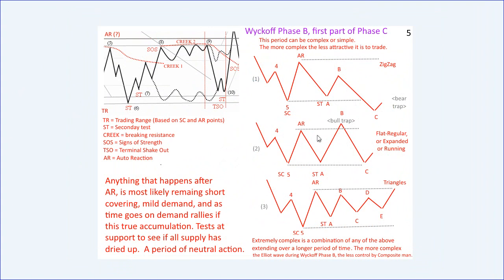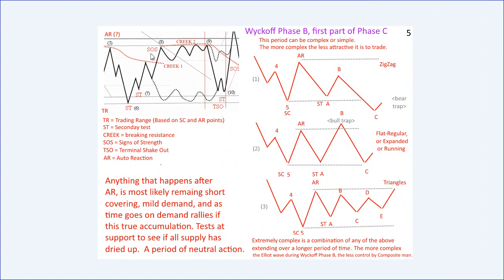Now, if the composite man is in control and accumulation is likely to be within, say, 4 to 9, 10, 12 months, it's a better showing that what goes on in phase B is not so complex. What I mean by that is that an ABC might have within it triangles and irregular flats. Elliott Wave can get quite complicated in this period. It can extend in multiple patterns. These patterns can be within each other, right?